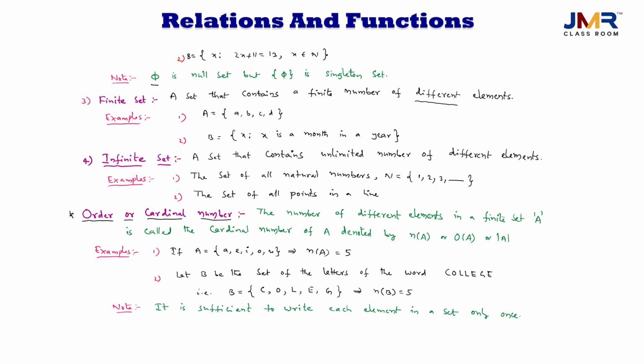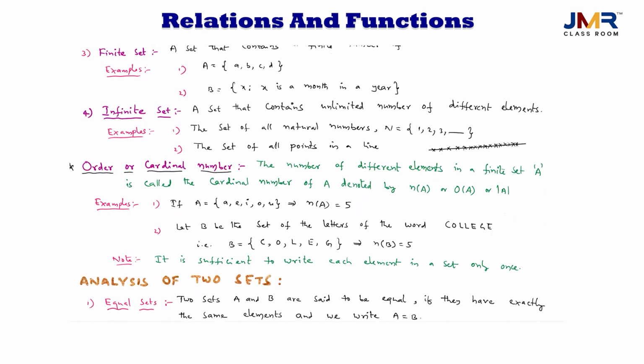Okay. Now, one more example, the set of all points on a line, because a line has no end points. All these are called the points on a line. So this is also called an infinite set.